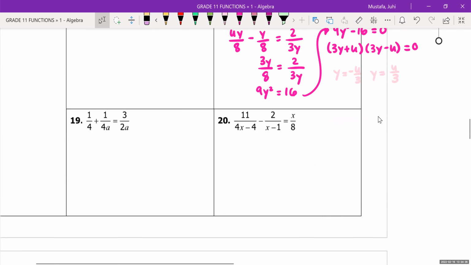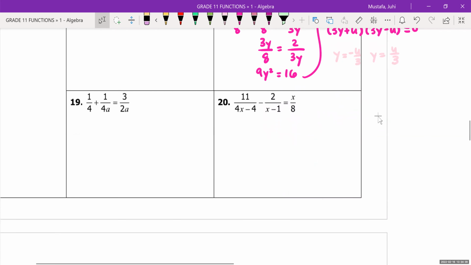Last question, question 20. Last question, and I want to tell you one other trick. Question 20 is definitely the most challenging, because take a look at it. It's 11 over 4x minus 4 minus 2 over x minus 1 is equal to x over 8. We don't have a proportion. We don't have just one fraction equal to another.